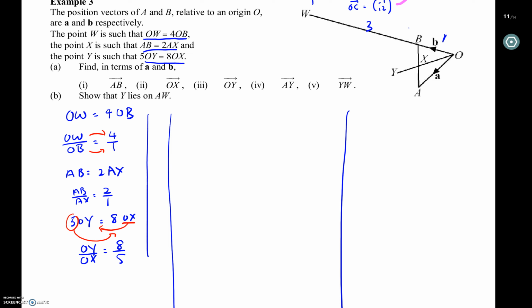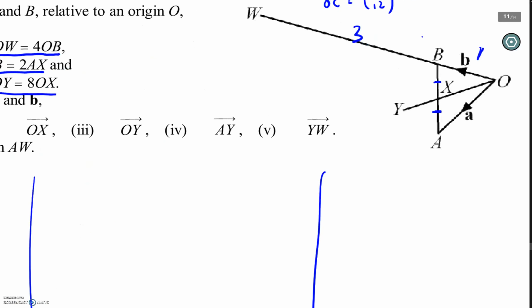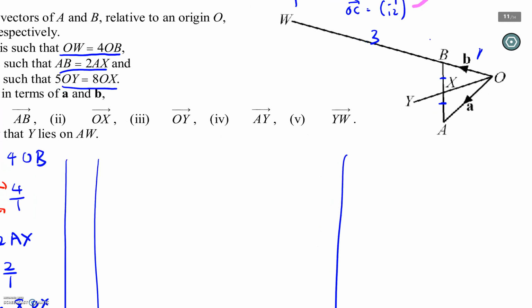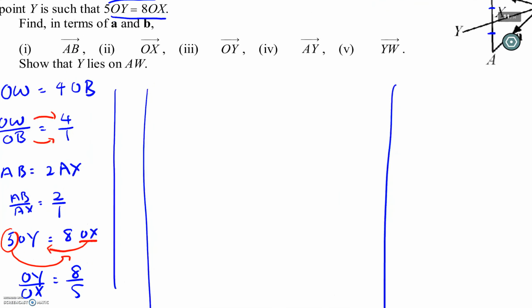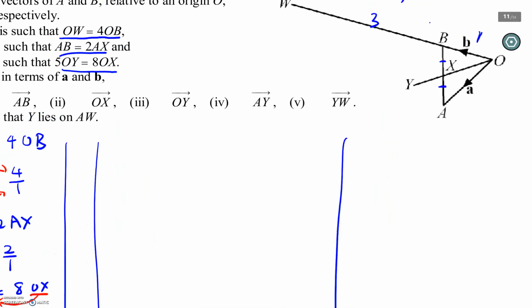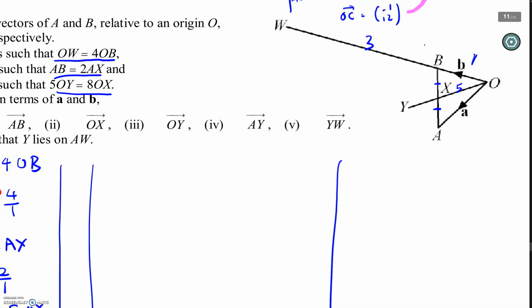Now, second one, AB and AX. AX is 1 unit, AB is 2 units, that means 1 is to 1. Now, do you notice how I change the notation? I use a stroke and a stroke to tell myself they are equal length. Next one, OY and OX. OY is how many units? 8. OX? 5. So this is 5. This one is 3. Do you follow? Do you know how I get all the numbers? It's not cm, it's units.